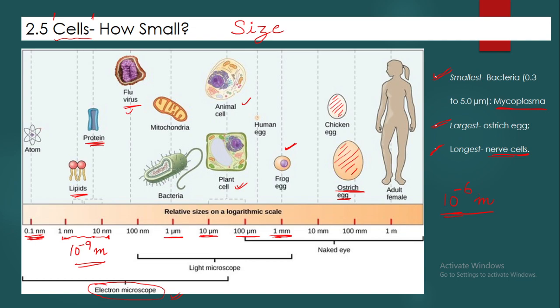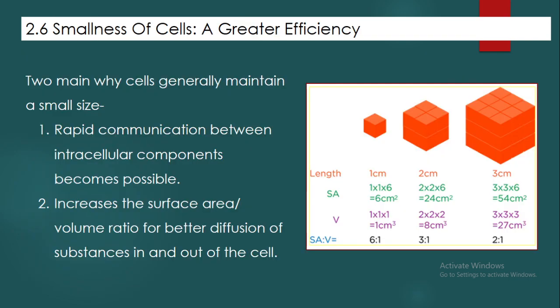Next, we are looking systematically one after the other. What are the different features of a cell? What is the size? What is the shape? How many cells are there in a living organism? Now, the next thing that we are looking at is efficiency.